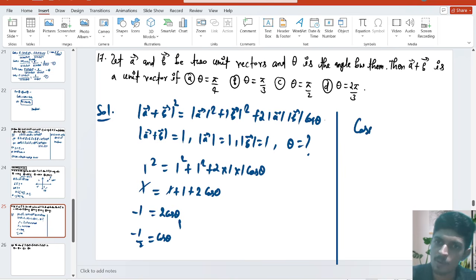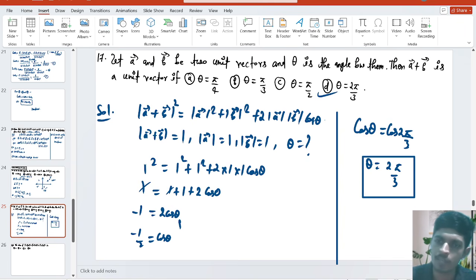Cos of theta is minus 1 by 2, so it is in the second quadrant. So this is cos 2 pi by 3. So theta is equal to 2 pi by 3. It is possible only if theta equals 2 pi by 3. So option number D will be correct. 2 pi by 3 means 120 degrees.